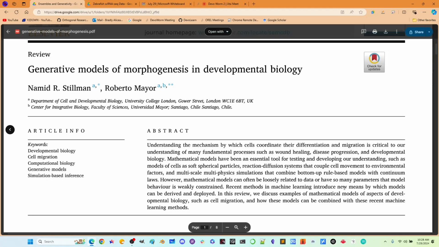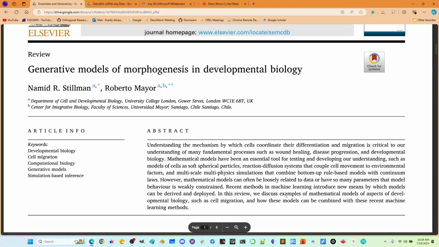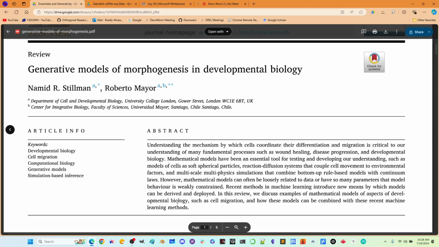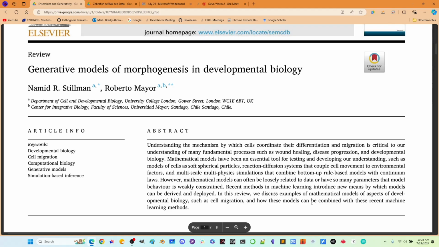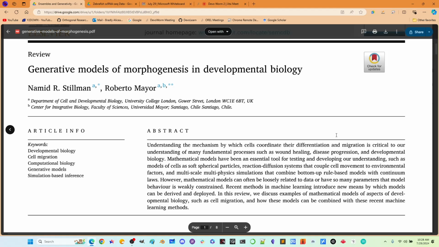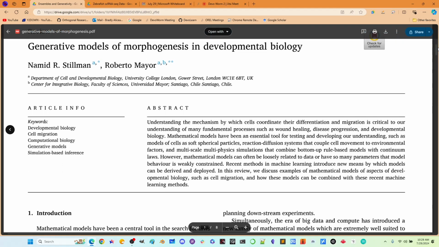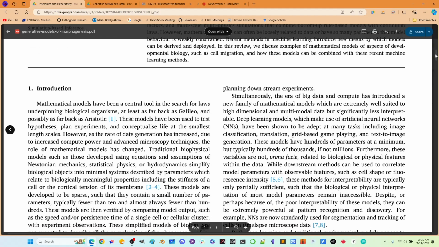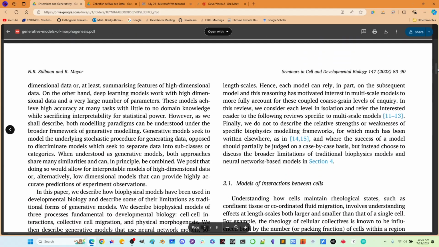Recent methods in machine learning introduce new means by which models can be derived and deployed. In this review, we discuss examples of mathematical models of aspects of developmental biology, such as cell migration, and how these models can be combined with these recent machine learning methods. So this goes through some of these mathematical models and then uses some of the generative techniques to ask, can we do things better by using these generative techniques? They're also making this analogy to development, but they're not talking about development itself being generative. They're talking about the model being generative.